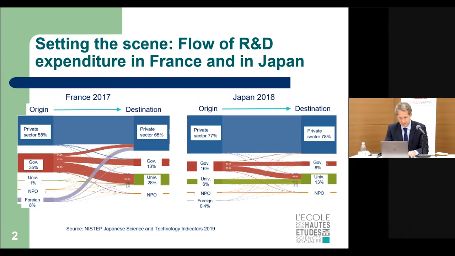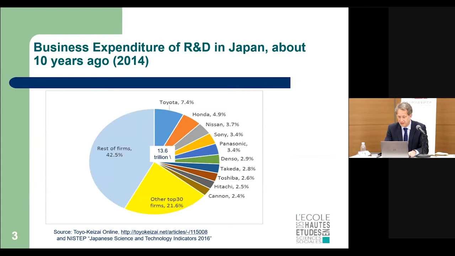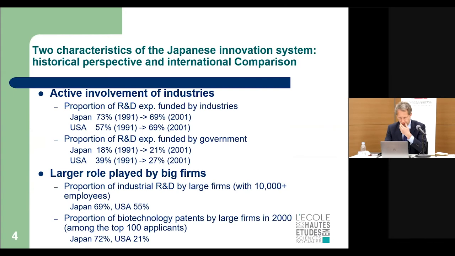I could develop further to emphasize the importance of large companies in research and development expenditure in Japan. And I could also develop, and it can be done during the Q&A session, a kind of historical comparative perspective between Japan and the US to emphasize the fact that this situation is not new in Japan, the domination of industries and big companies, but this is partly converging.